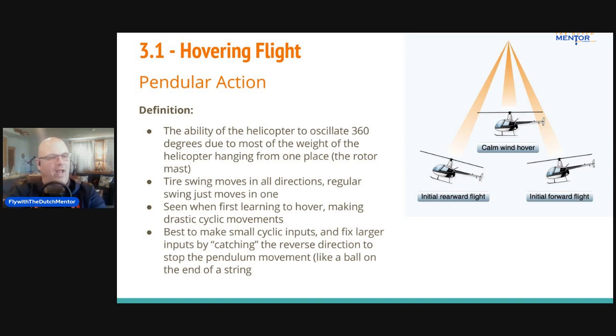The pendular action, the reason why we talk about this is that during the phase of teaching a new student how to hover, often this phenomenon will take place, right? It is the ability to oscillate 360 degrees. It's like a tire swing that moves in all directions, and is often seen with the first initiation of learning how to hover. And this really comes all from drastic movements, right?